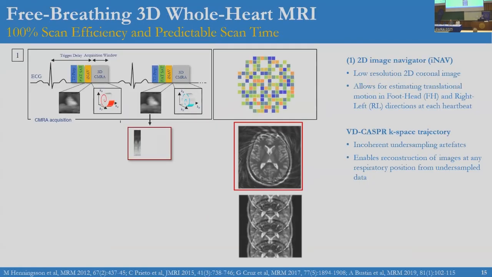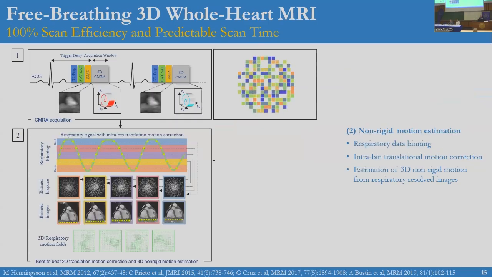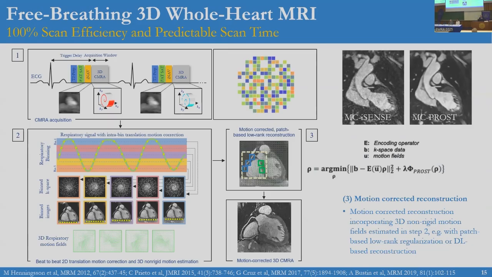That is the approach we have been proposing: the image navigator with a spiral-like trajectory. As you can see here, you have much less undersampling artifacts, so the reconstruction problem is much simpler. Then we can bin the data, estimate motion fields, and do a motion-corrected reconstruction to get these kinds of images, either with iterative SENSE or with a post reconstruction, which is a low-rank reconstruction.